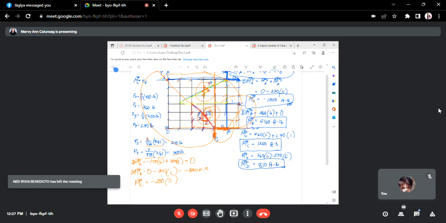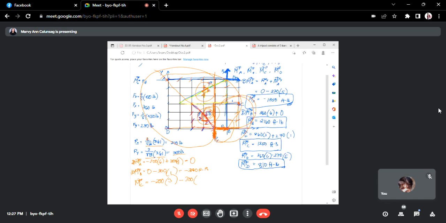Okay. Now PY, its rotation about C is counterclockwise again, so minus your PY, which is 300, times the moment arm. This is the line of PY, and then C is here. So the perpendicular distance is 1, 2, 2. Therefore this is negative 1,200 foot-pound.